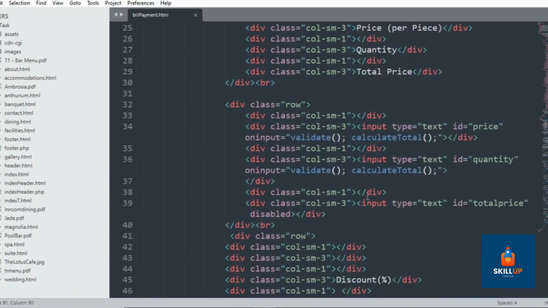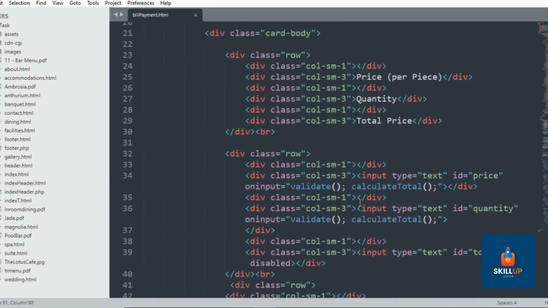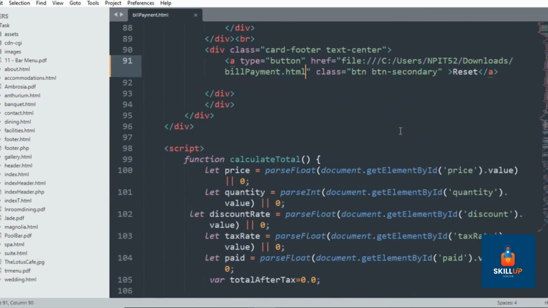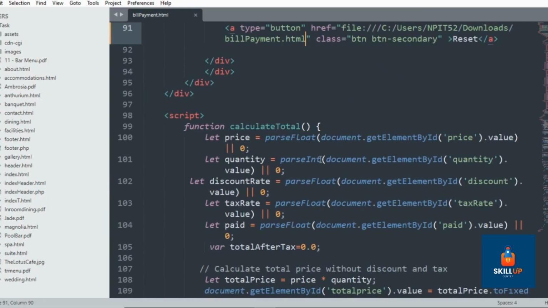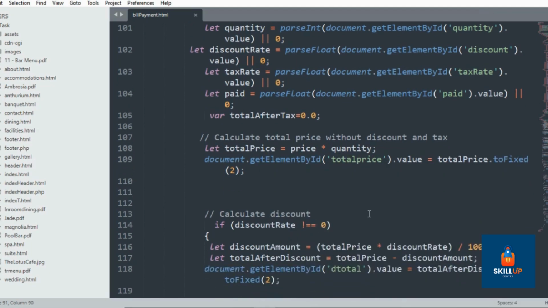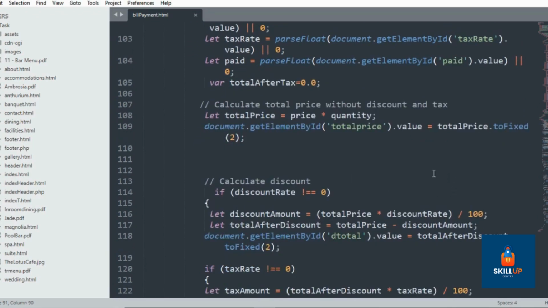So in this code, in bill payment, in Bootstrap, use on input validate function and calculate total. So function call calculate total, let price, let quantity, let discount rate, tax rate, paid, total after tax. Total price is equal to formula price into quantity with display in total price.